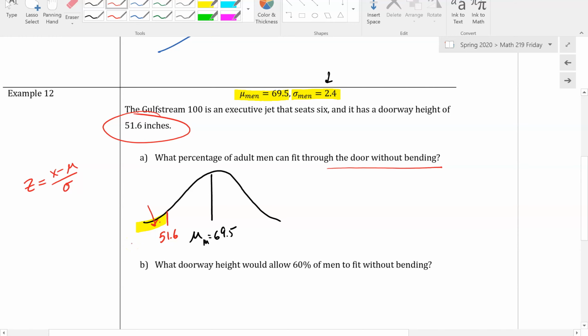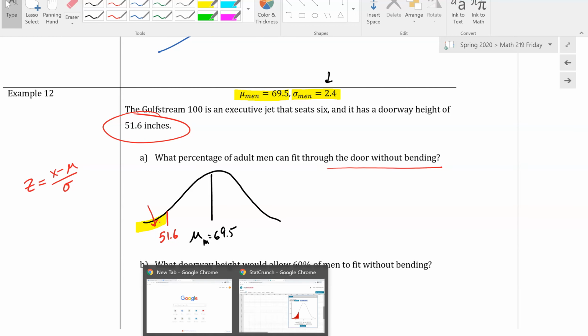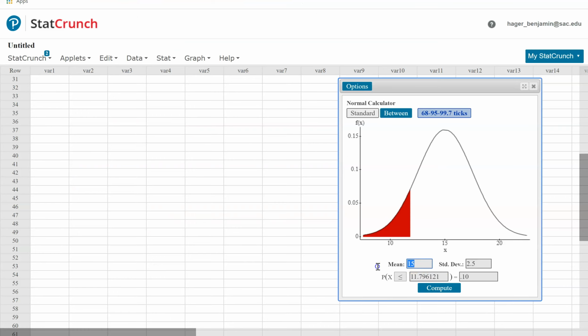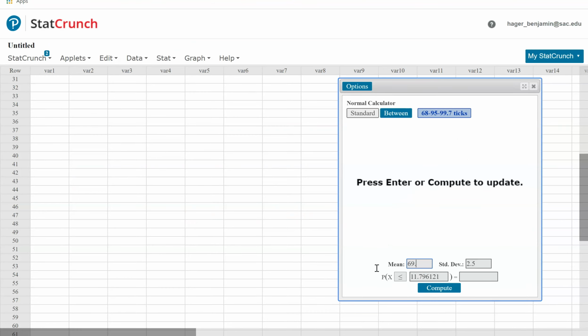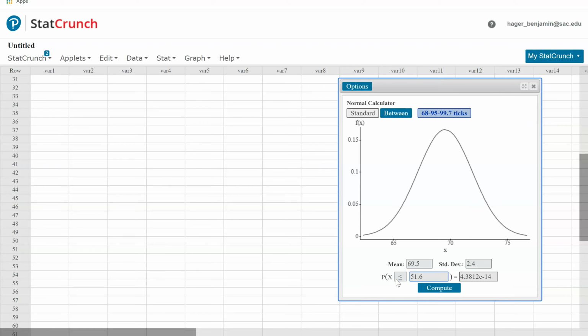The faster way, which is what I'm going to do, is to use StatCrunch. So here I've got a mean of 69.5 and a standard deviation of 2.4, and I want the area left of 51.6 inches. Now when they say e to the negative 14, what that means is it's 4.3 times 10 to the negative 14th power. If you haven't dealt with scientific notation in a long time, it means that the decimal place should move 14 places to the left.